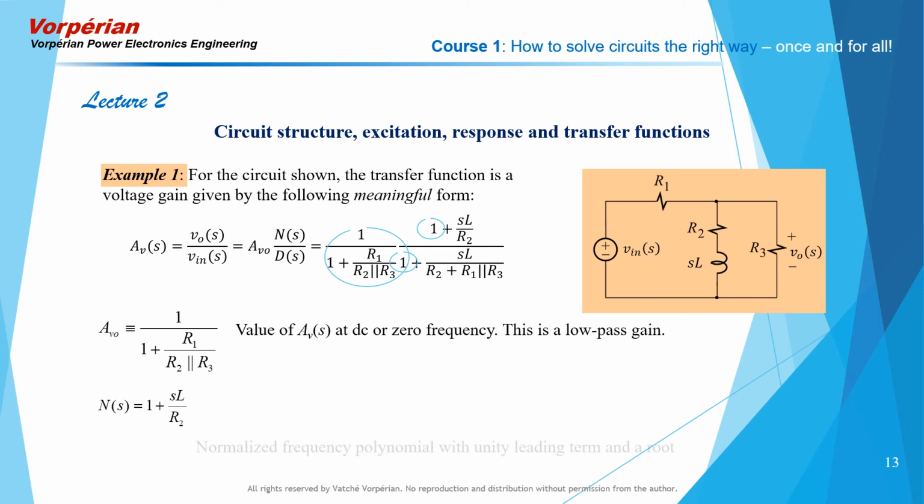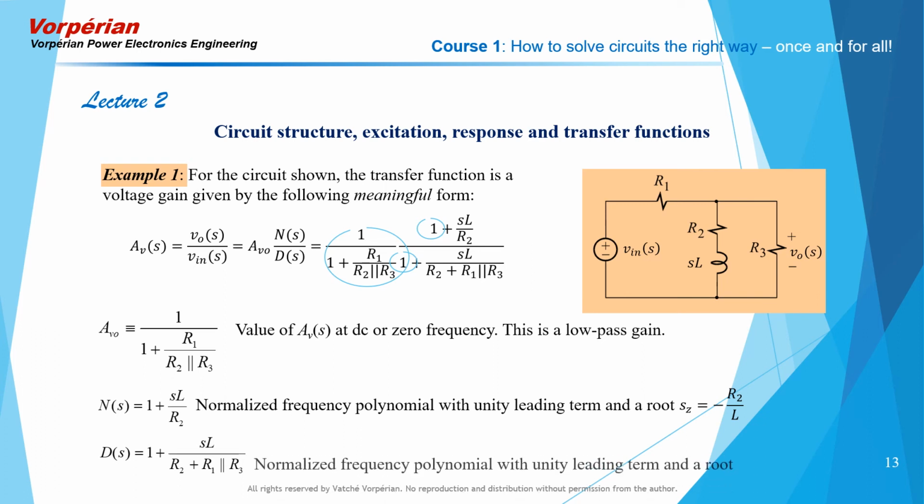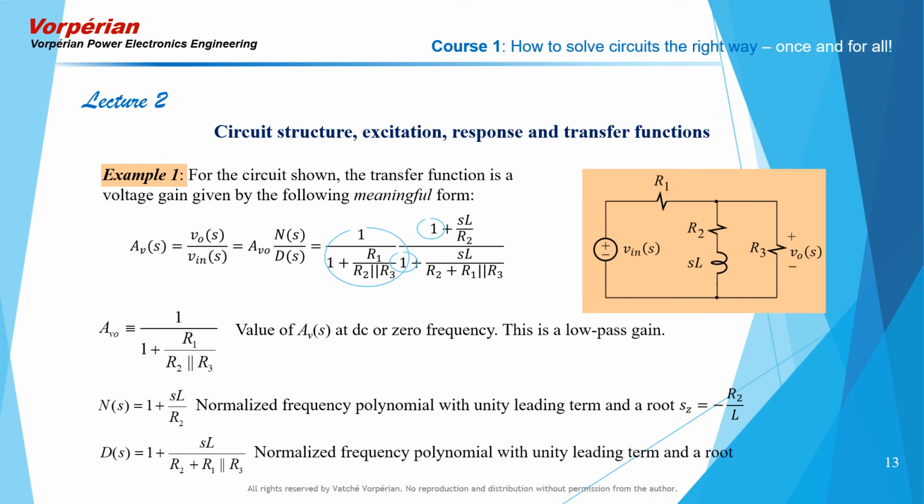The numerator is a first order numerator, of course. It's a normalized frequency polynomial with leading term unity, and its root, s equals minus R2 over L, is the zero of the transfer function. D(s) likewise is the denominator, a normalized frequency polynomial with unity leading term, and its root is minus R2 plus R1 parallel R3 divided by L.